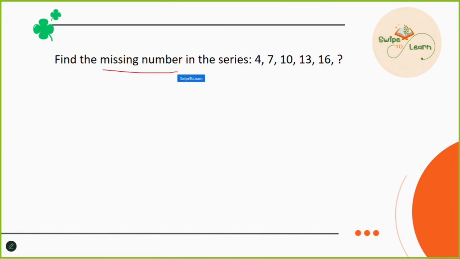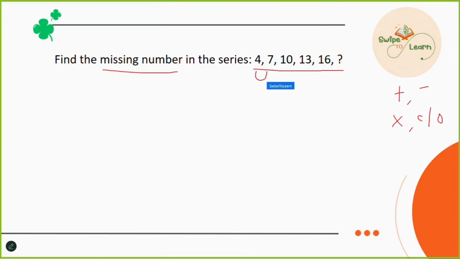Find the missing number in the series 4, 7, 10, 13, 16, and you have to find the missing number there. Okay, this one looks very simple. What's the pattern here? Did you find any pattern? The very first step is you have to check whether there is plus or minus. If it doesn't work, we check whether there is multiplication or division. So let's go with the addition first.